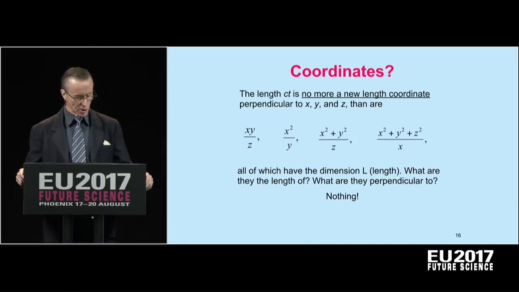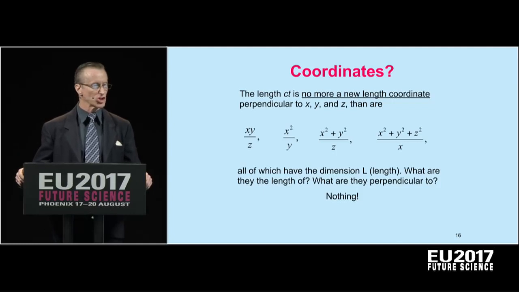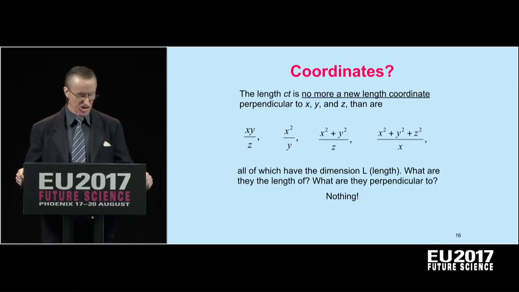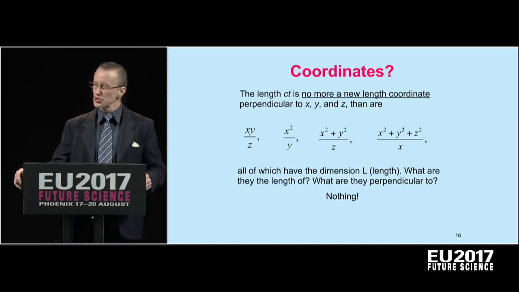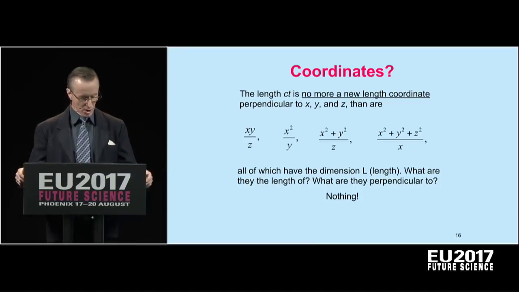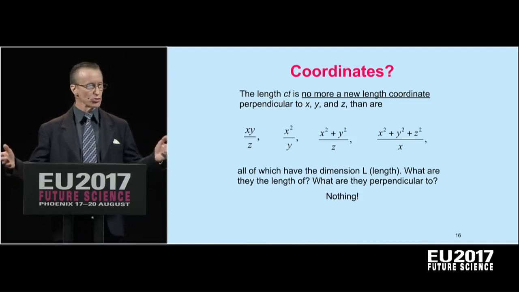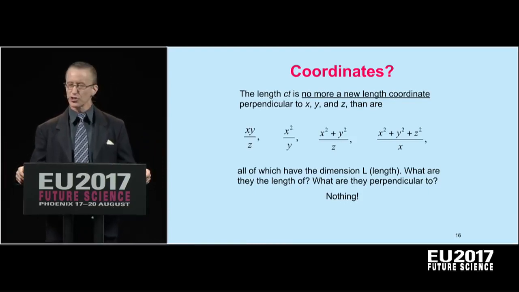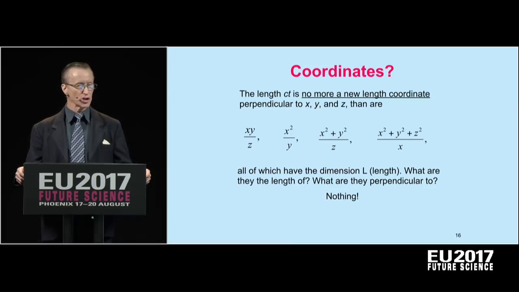For instance, if I multiply x by y, I get length squared. And if I divide it by z, I get length squared divided by length. That gives me length. Is xy over z a new dimension? Not at all. Similarly with x squared over y, or x squared plus y squared, well, x squared plus y squared still has the units of length squared, or the dimensions of length squared. So if you had meter squared plus meter squared, you still got meter squared, or if you got length squared plus length squared, you still got length squared, because it's not a change in any unit.